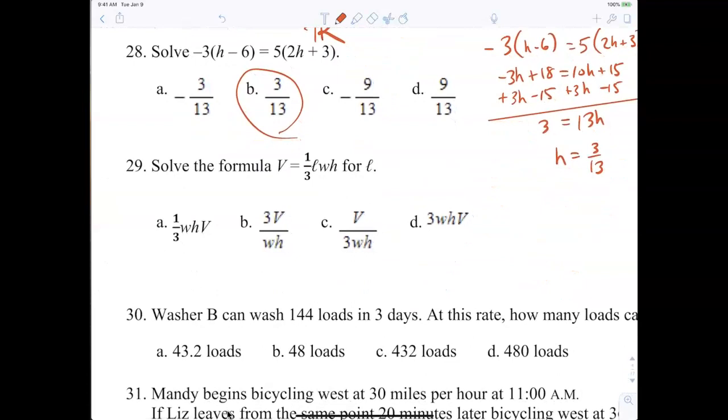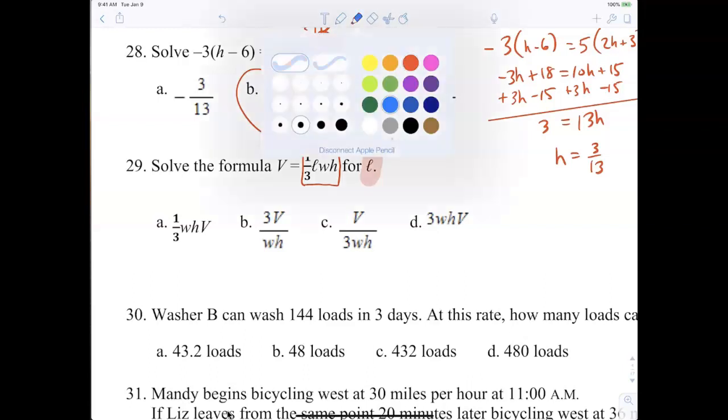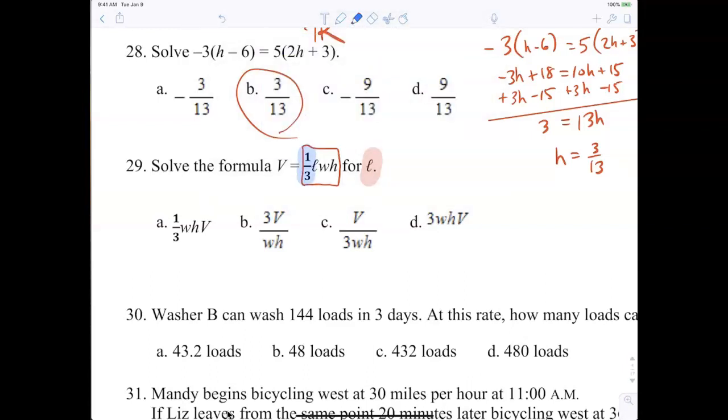All right, here, solving the formula for L. Now I want you to be real careful. In order to solve this for L, you have to undo it. Lucky for us, all of this is multiplication. So to undo multiplication, you can divide. However, don't forget that the 1/3 is a reciprocal.